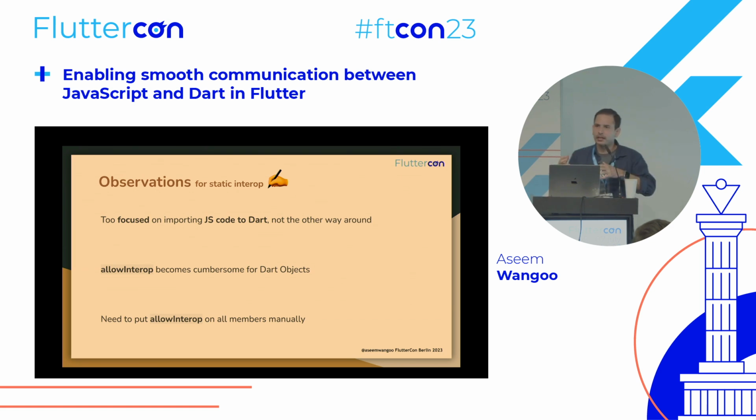If we were looking at the source code, this is very tedious. The previous snippet, it's not easy. So these were some observations which the community gave to this package. It's too focused on JavaScript to Dart, not from Dart to JavaScript, because in the previous slide, I didn't mention about Dart to JavaScript. And this allow interop also, you cannot remember always that, hey, I want to make some interoperability, so I need to always call this allow interop. That's not good. And in case if your class is very huge, you need to put that allow interop on all the individual members or instances.